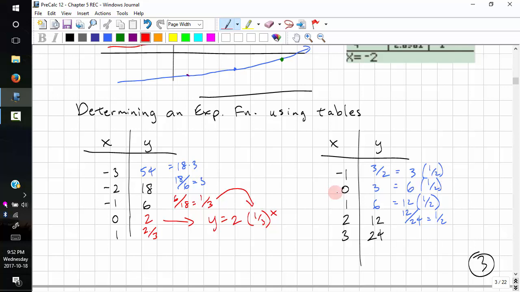Again, we're going to look at the 0 value, the y-intercept. That gives us y equals 3. And we need to go forward. So this is 24 divided by 12, that equals 2. We always have to take the forward value, not the backwards value. And that goes up here. We have 2 to the power of x.